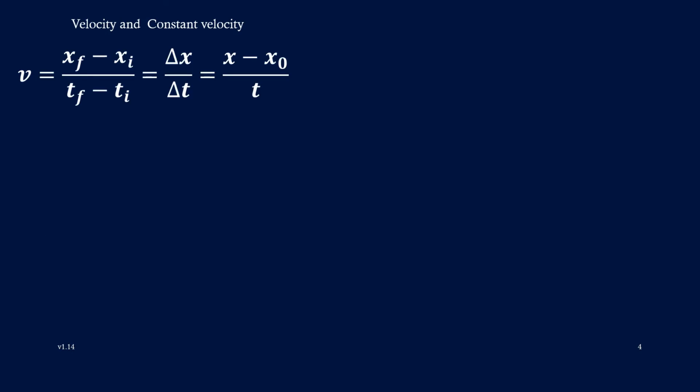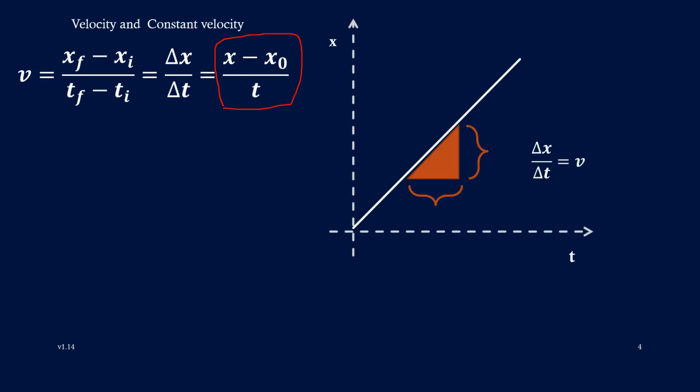So velocity and constant velocity. V is equal to delta x over delta t, the change in position over the change in time. And we usually will write it like this right here, where x naught is the initial position, and x without the subscript is the final position. We just dropped a delta on t, just makes it a lot easier doing it this way.